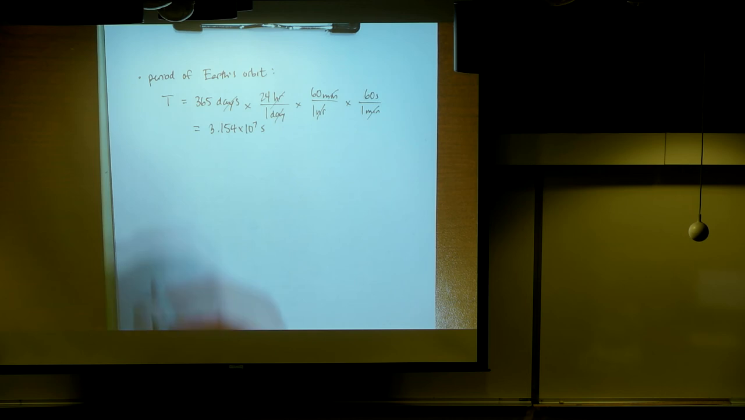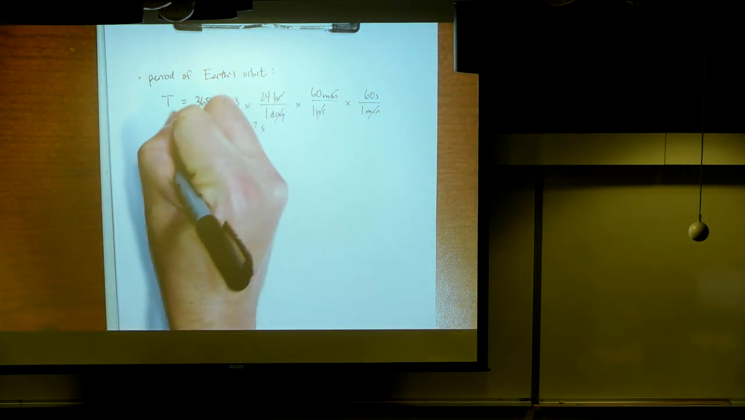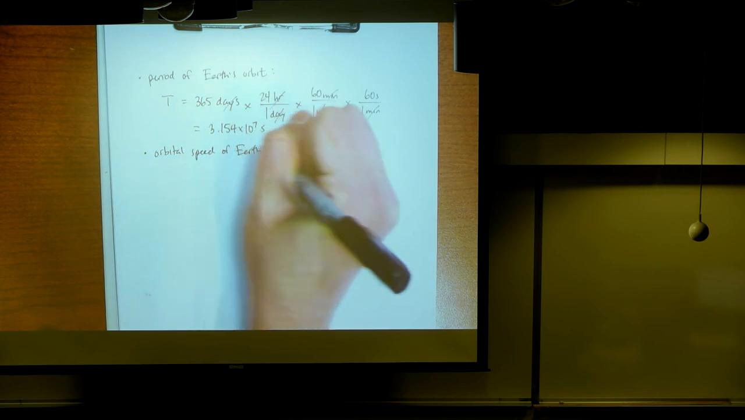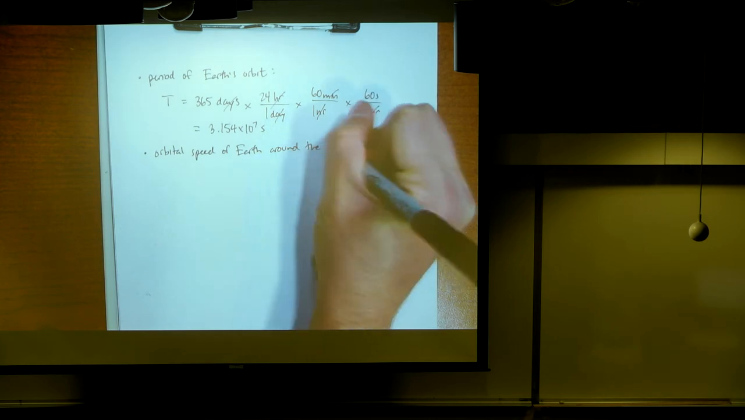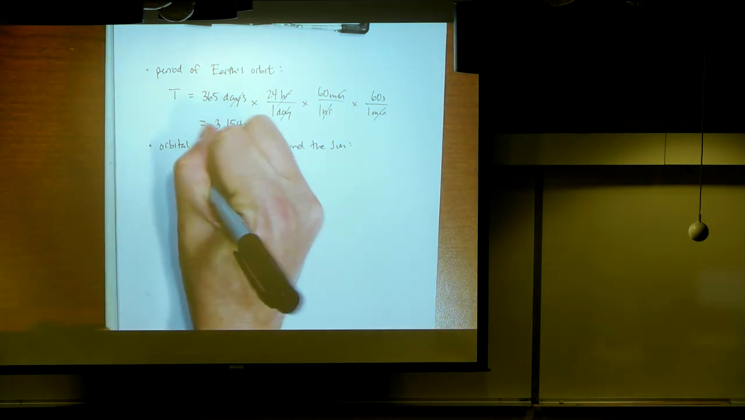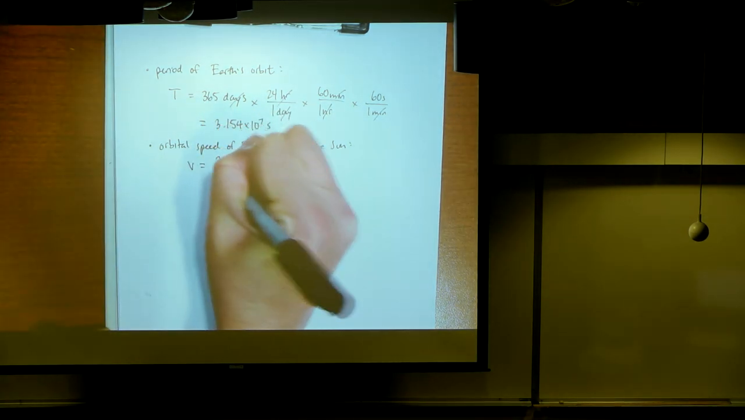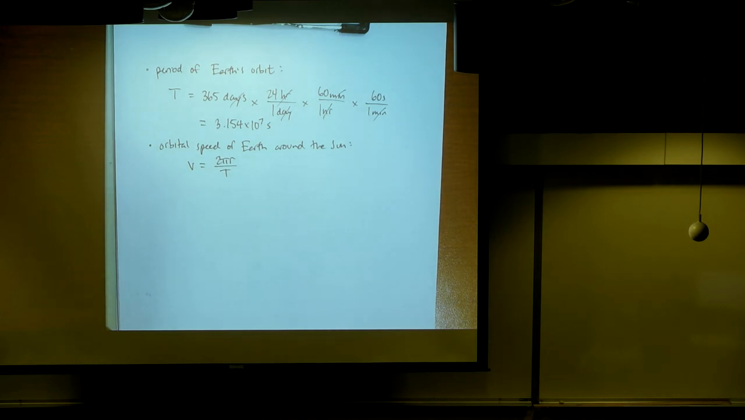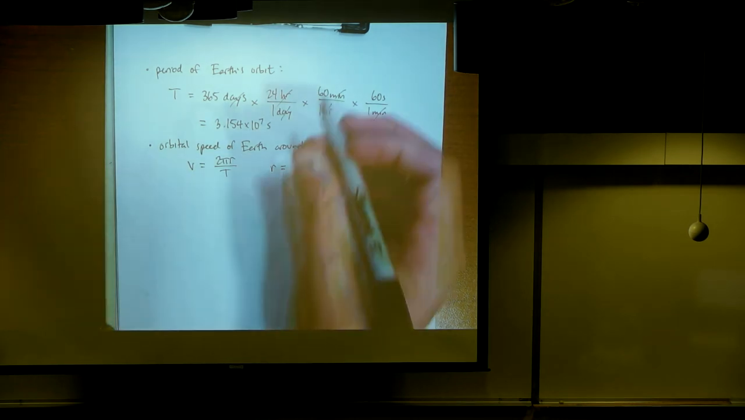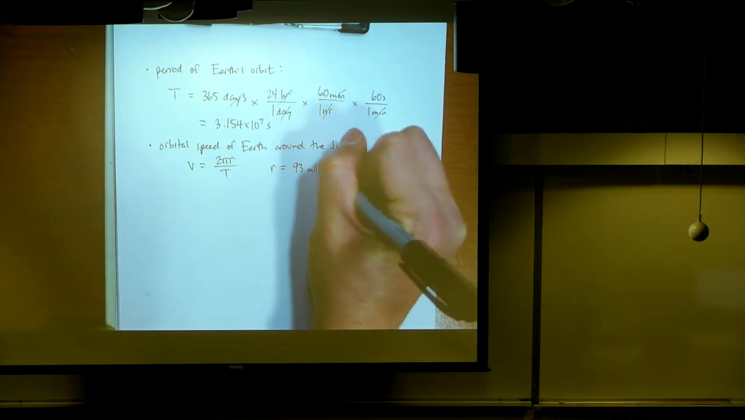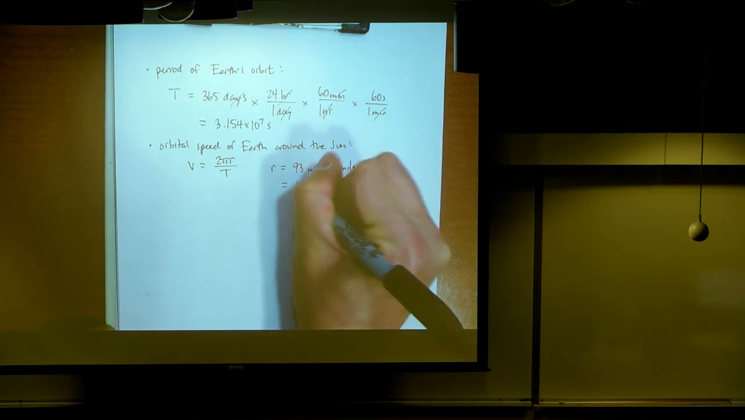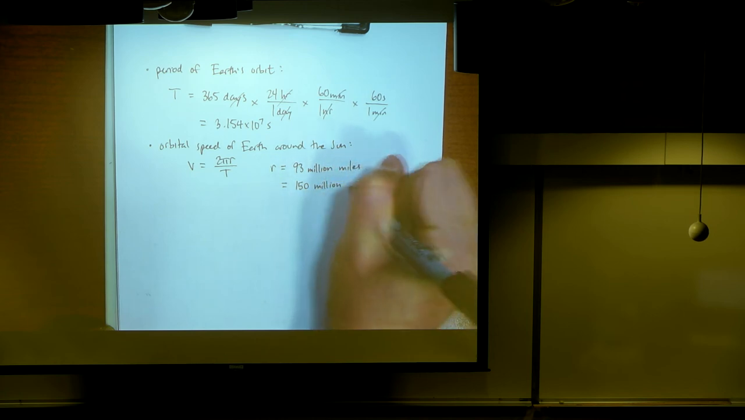Okay, so now let's do the orbital speed of Earth around the Sun. So basically, we're going to use V equals 2 pi R divided by T. That's the same as before, right? Where the radius, by the way, we said that's 93 million miles. That's the same as about 150 million kilometers.